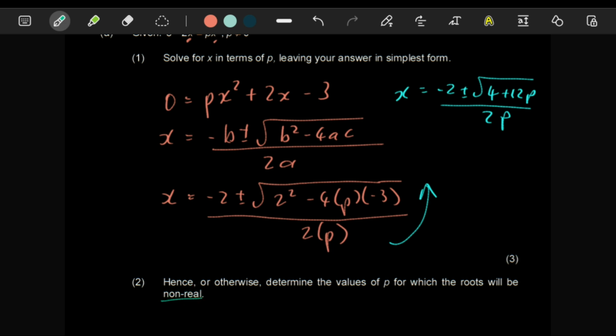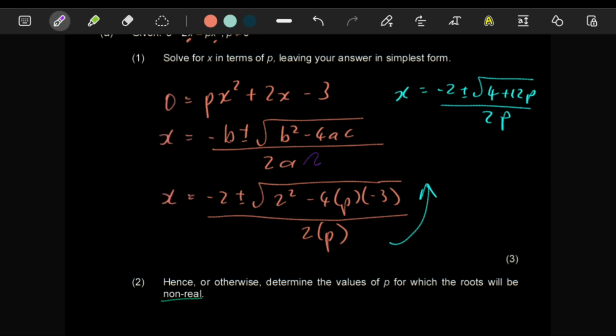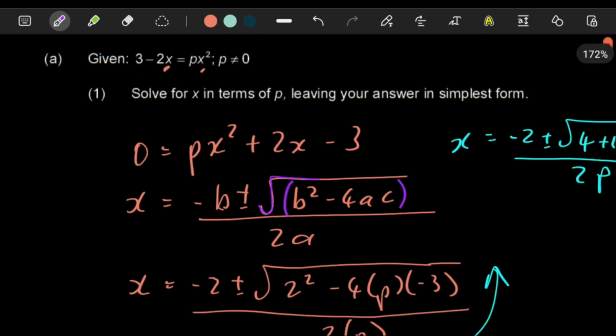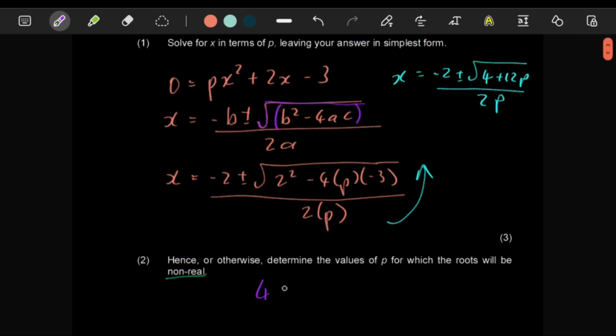So remember, the roots of an equation are basically the solutions of the equation. And we know that for anything in quadratic format, the solutions of the equation are determined by the value that goes under the square root here. From what we have done, the value that goes under the square root is basically this 4 plus 12p. This 4 plus 12p is what's going to determine what kind of roots you have.